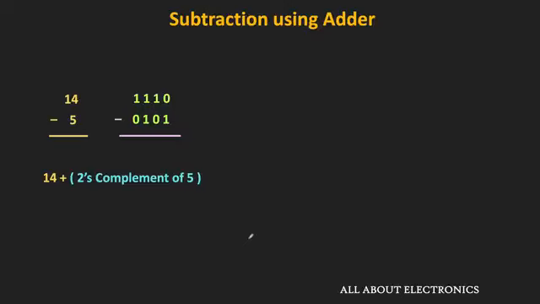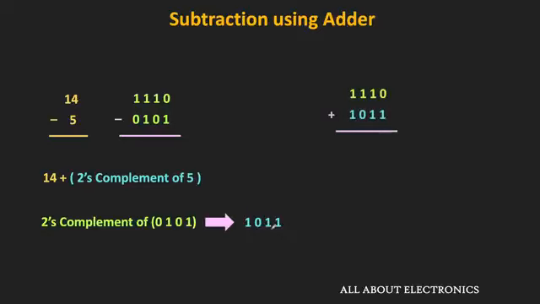If you know the shortcut method for finding the 2's complement, then this is the 2's complement of the number 5. That means starting from the LSB, just copy all the bits as they are until you encounter the first one. After that, replace all the ones by zeros and the zeros by ones. Here, the LSB itself is equal to 1, so we will keep it as it is. And after that, we will replace all the zeros by 1 and the ones by 0. So this is the 2's complement of the number 5. That means now, instead of doing the subtraction, we will do the addition of this number 14 and the 2's complement of the number 5.